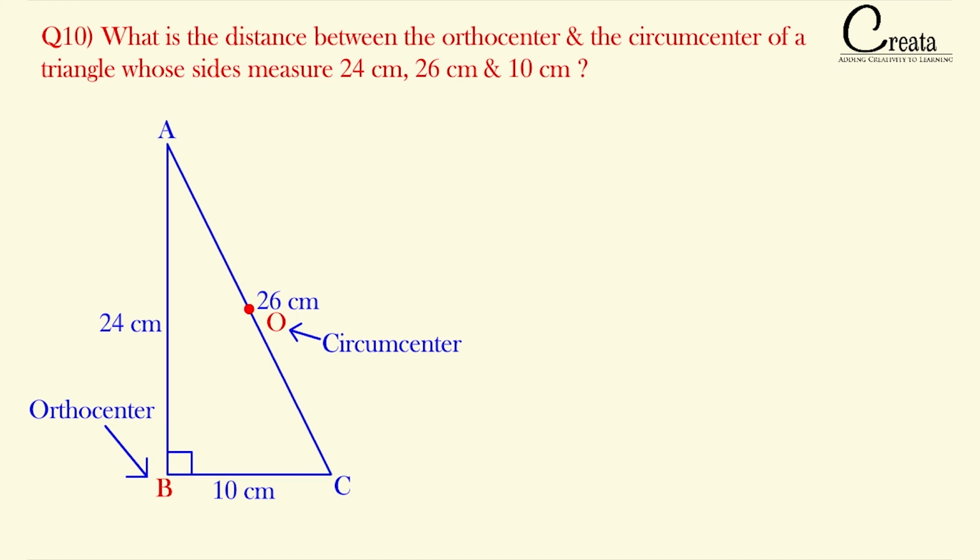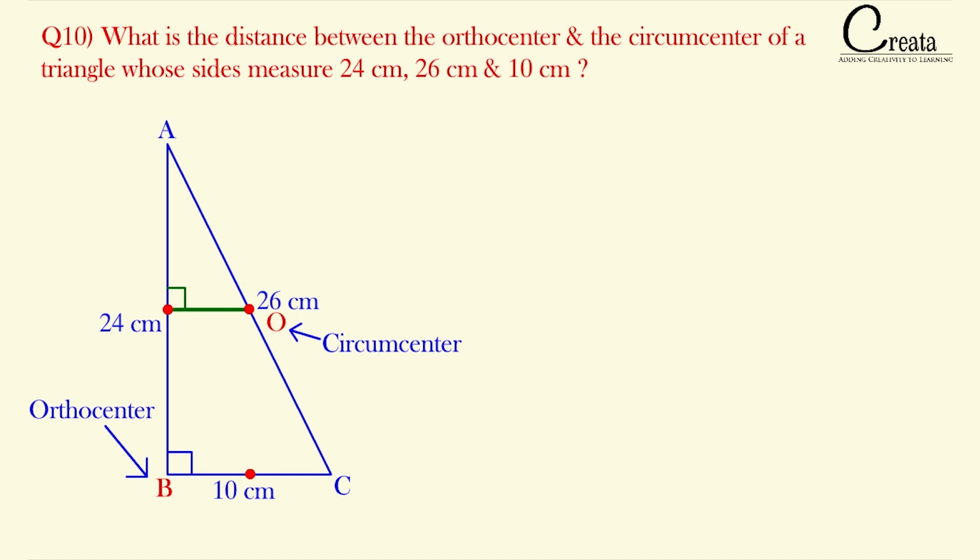Similarly, we will locate the circumcenter. We know circumcenter is the point of intersection of three perpendicular bisectors. Means for this triangle we have to draw the three perpendicular bisectors. The perpendicular bisector, we know it bisects the side of the triangle as well as it is perpendicular to the side of the triangle. So first of all, let's locate the midpoint of all the three sides. Okay, these three points are the midpoint of these three sides. From these three points, we have to draw the three line segments which are perpendicular to these three sides of the triangle. Let's draw the perpendicular bisector from the side AB.